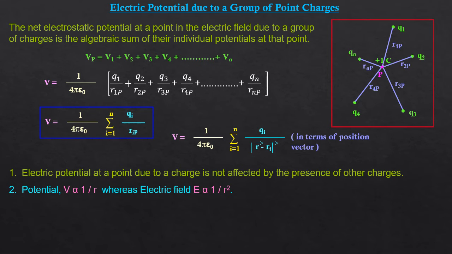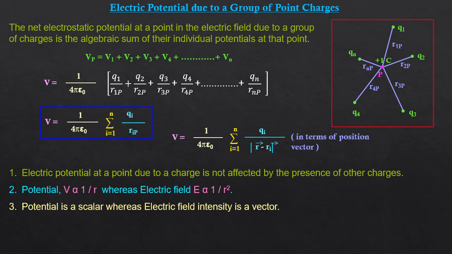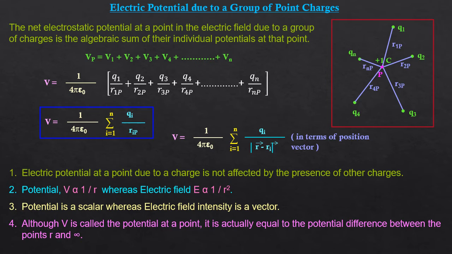And also potential V varies inversely as R, whereas electric field intensity E varies inversely as the square of the distance R. Now potential is a scalar, whereas electric field intensity is a vector. Now, although V is called the potential at a point, it is actually equal to the potential difference between the points R and infinity.